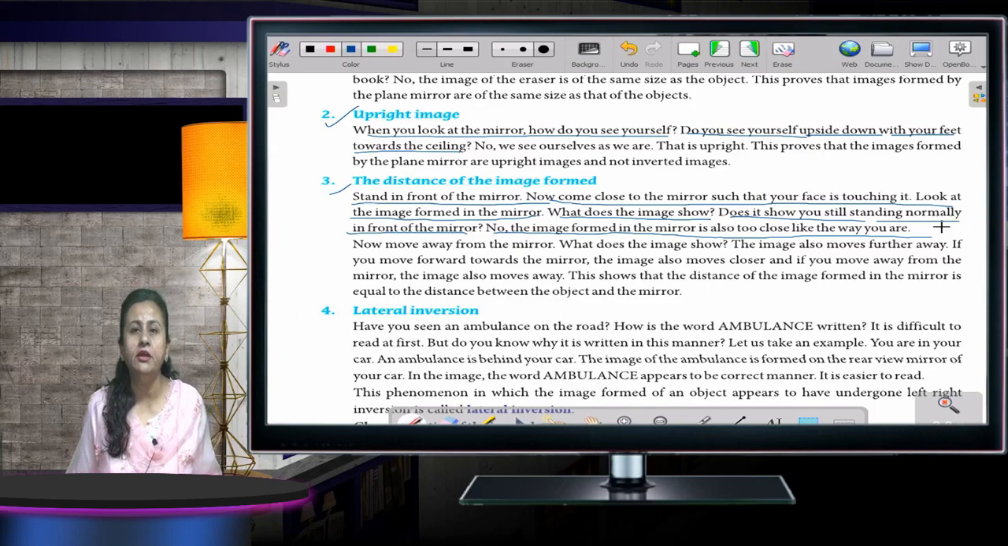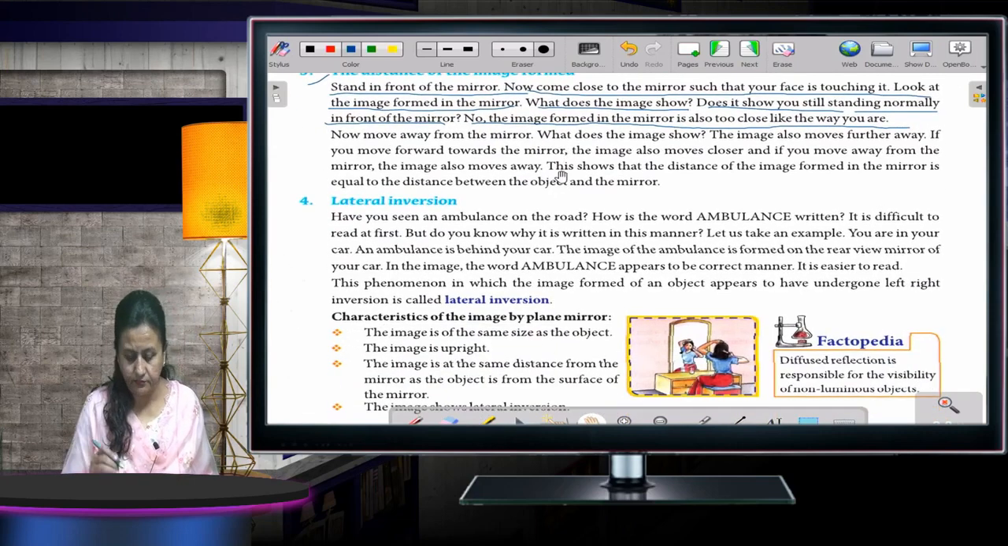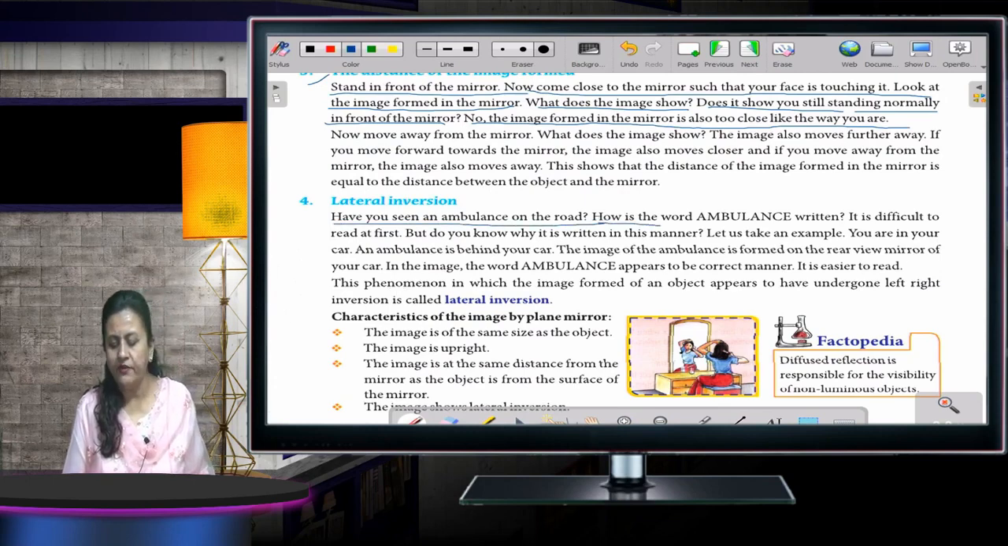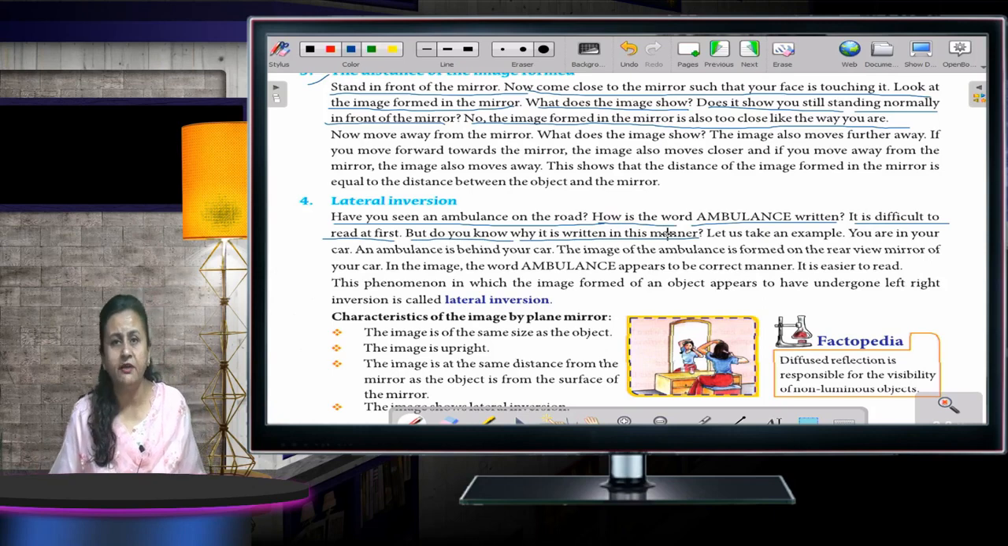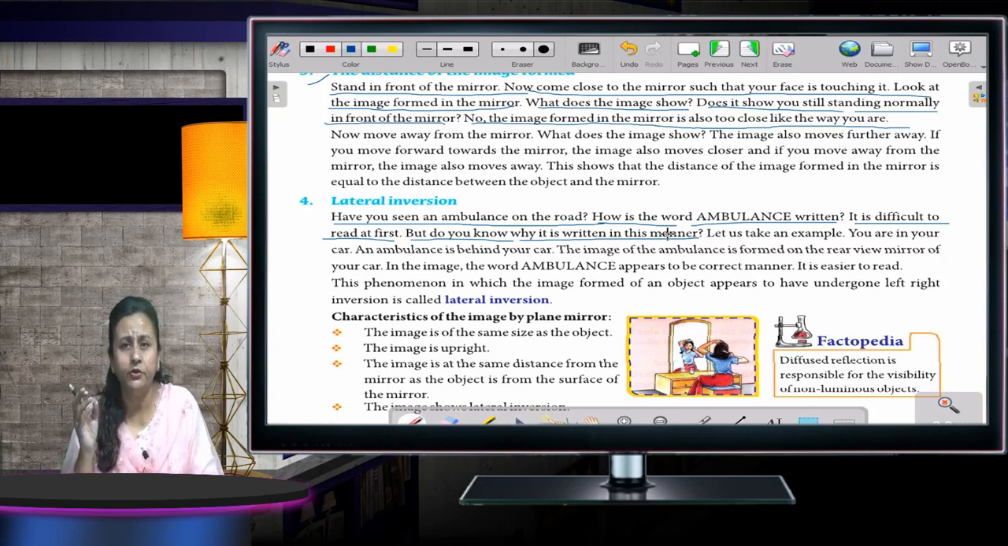Now lateral inversion. What is lateral inversion? Have you seen an ambulance on the road? How is the word ambulance written? It is difficult to read at first. But do you know why it is written in this manner? You must have seen ambulances on the road, and the word ambulance. At first you are not able to read it. Why is it like that?